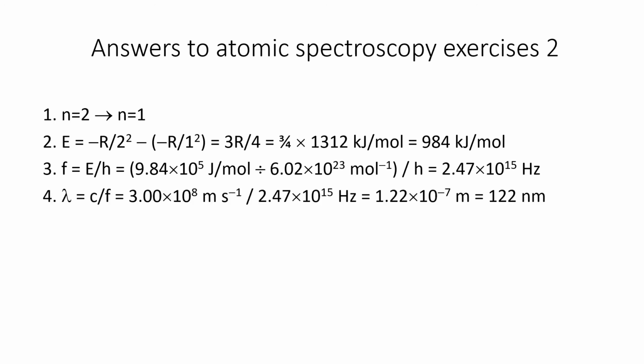So now we're asked for the wavelength, so using our c equals f lambda equation, make lambda the subject. So we put in the speed of light, divide it by the frequency that we just got in the last question, and then out comes our wavelength. So again, we see this is in the ultraviolet part of the spectrum, it's under 400 nanometers.